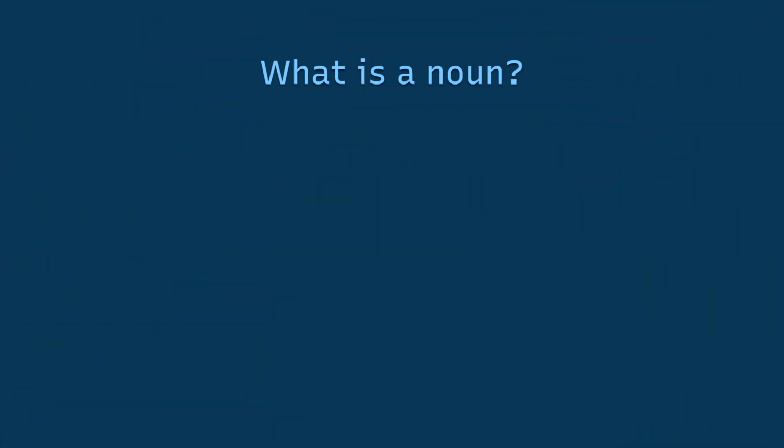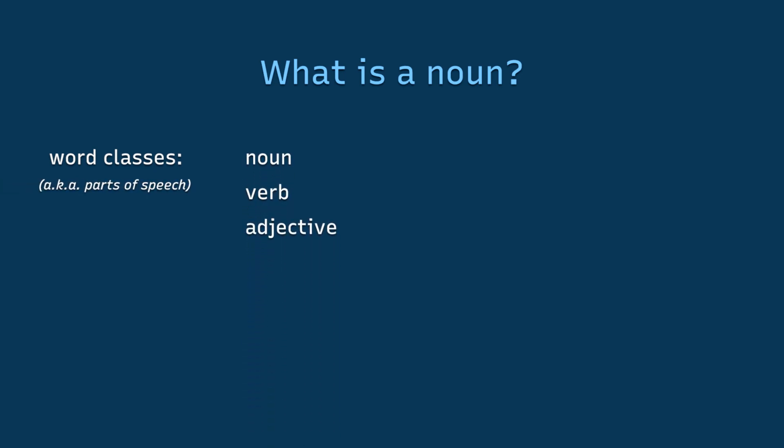Before we start talking about nouns, let's make sure we know what a noun is. Both in English and in NATVI, you can divide words into classes. We have nouns, verbs, adjectives, adverbs, particles, and so on. Arguably, the most important word classes are nouns and verbs. The difference between these two is the role they fulfill in the sentence.